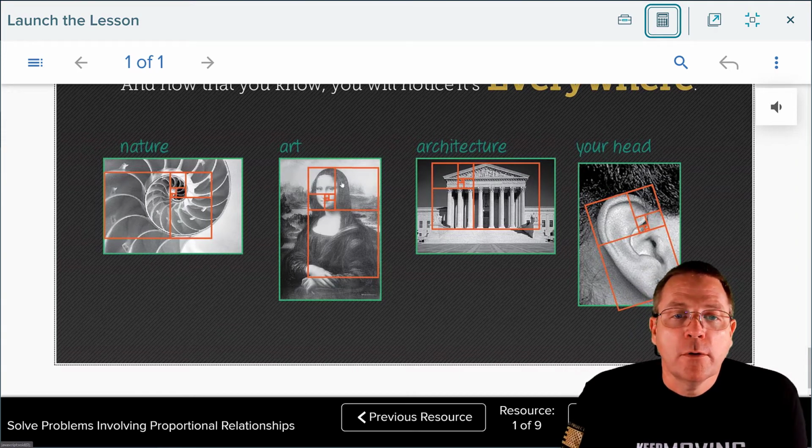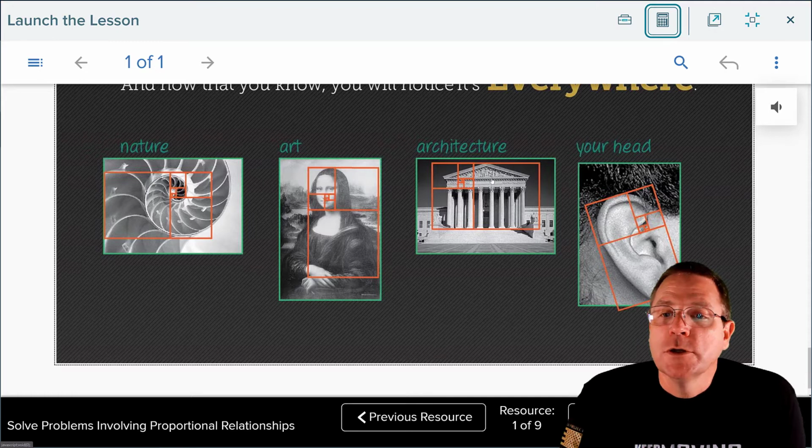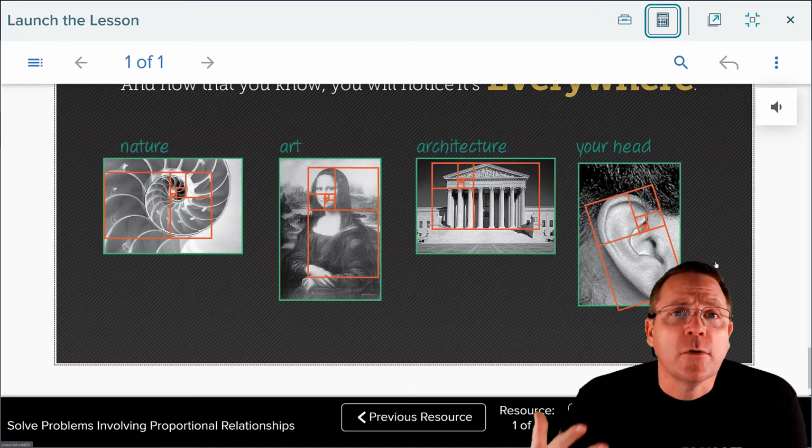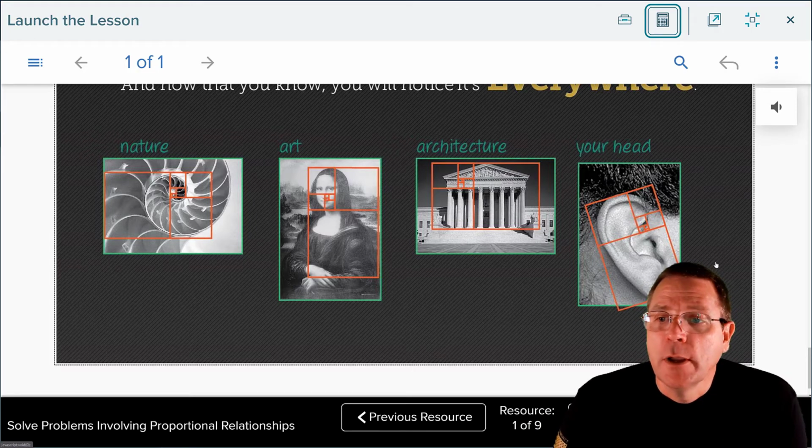If you look in art, the way that the Mona Lisa's laid out, golden ratio. The way that the Justice or whatever building we have here is laid out, golden ratio. Even your ear is laid out in the golden ratio. We see it over and over again in nature, and it's just considered to be beautiful.